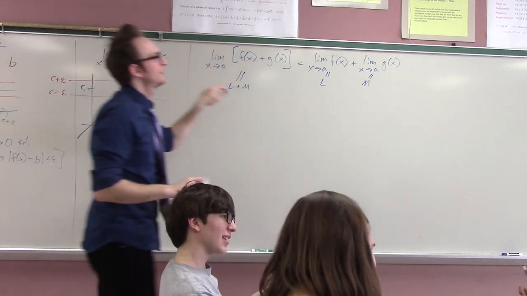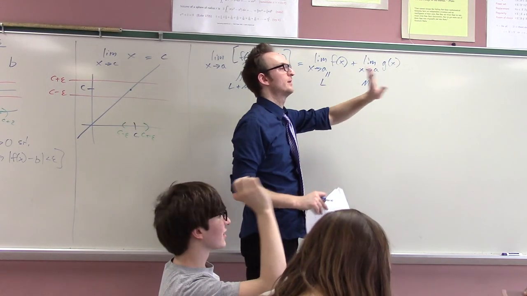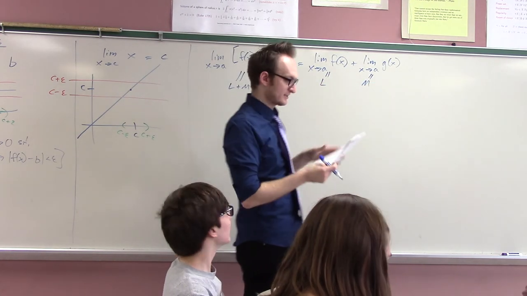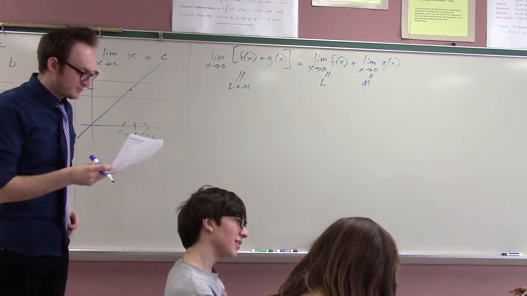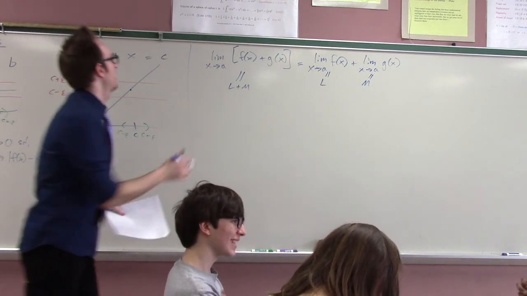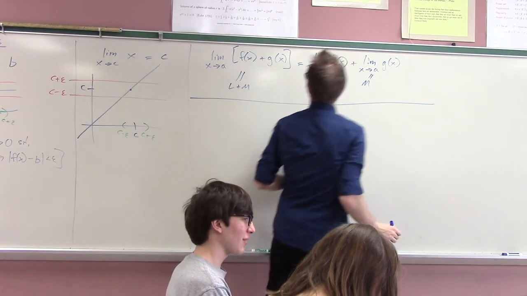Let's say one of them goes to negative infinity. Not allowed. It must exist. No, but I'm not getting into that right now. The law says that if they both exist, okay, let's move on. So the limit of the sum is the sum of the limits.